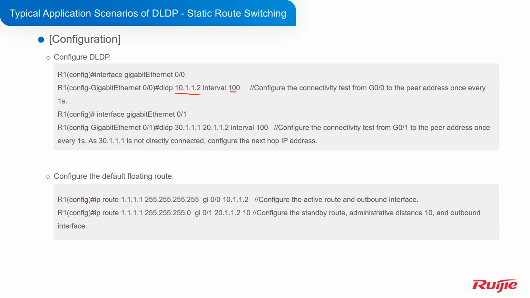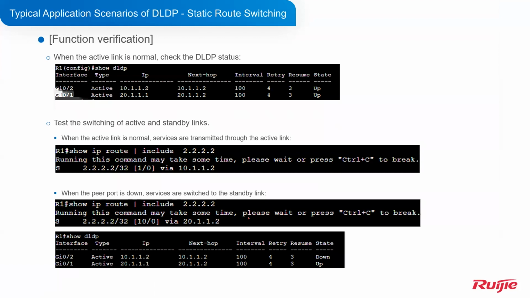Okay, and since we want to test the connectivity, we should have routes to the destination first. So here we are configuring the default floating routes. Floating route means that to the same destination we have 2 paths, and for one of the paths we change the preference value, so it can be a backup route, right? Okay. After that, let's see the verification.